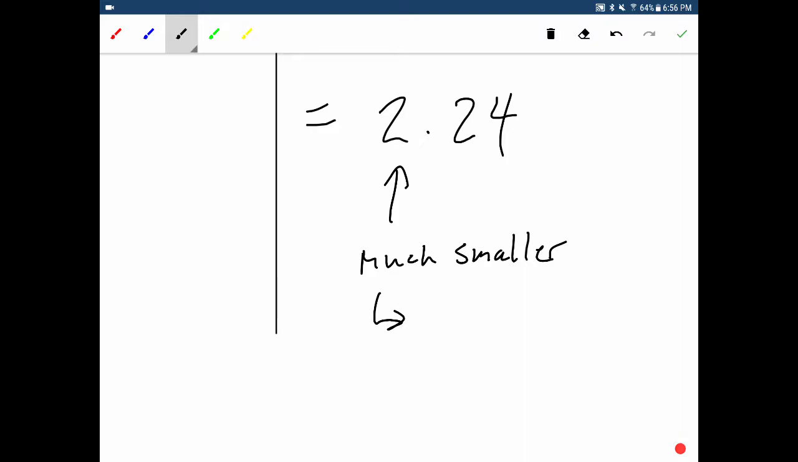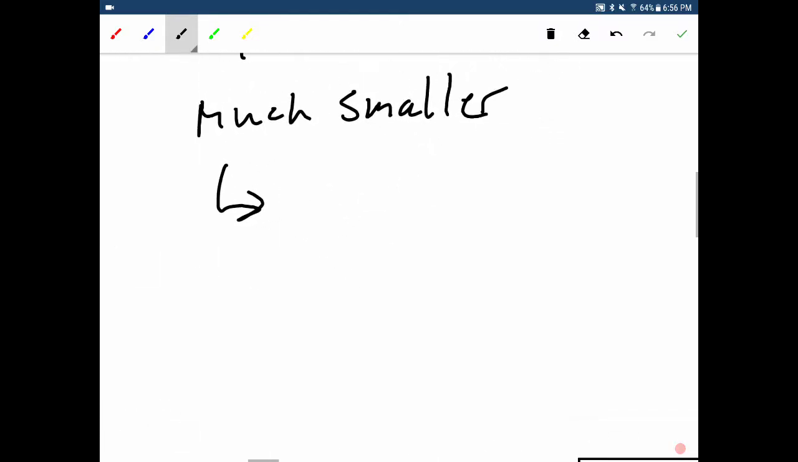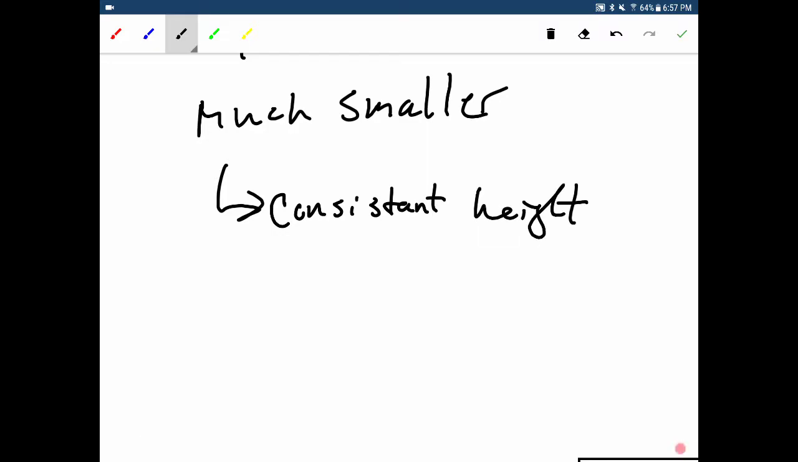What's important here is that this is much smaller, and what that implies is that the height of the players is much more consistent. So we'll say consistent height on team.